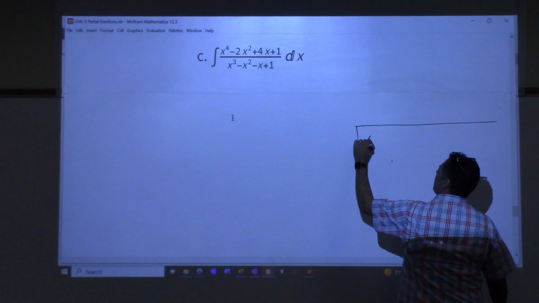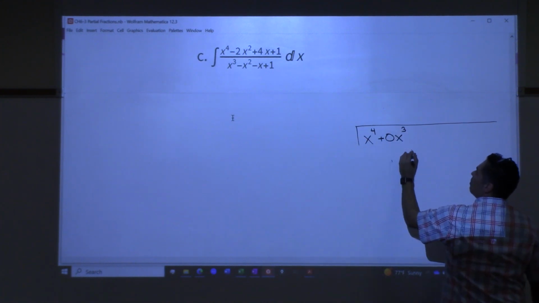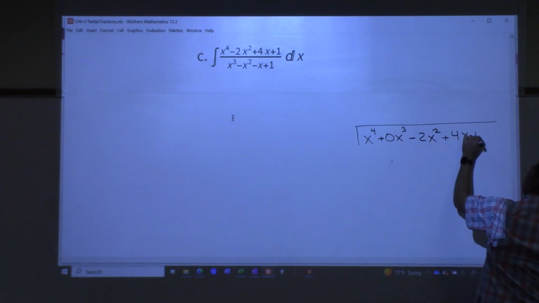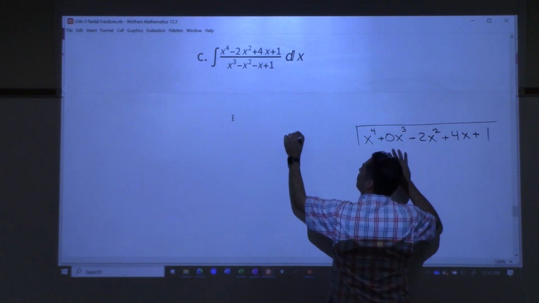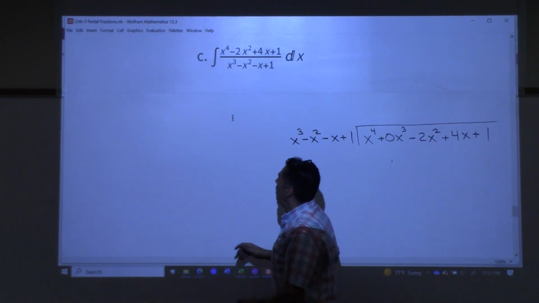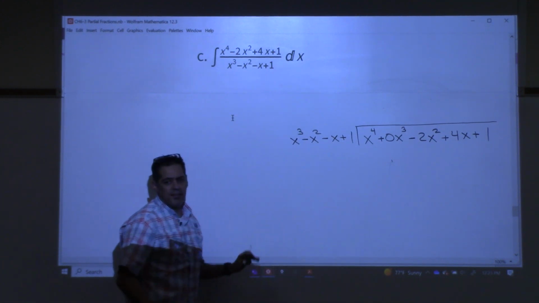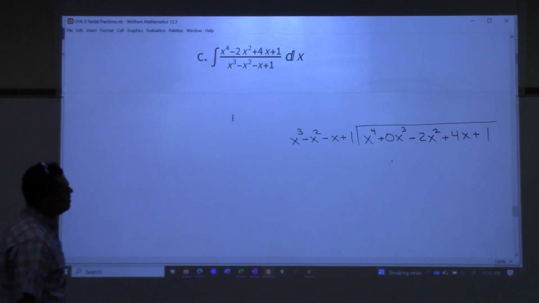All right, up top, I need an x to the 4th. I need a plus 0x cubed, because there's no x cubed term there. Then minus 2x squared, and then plus 4x plus 1. And then on the outside, x cubed minus x squared minus x plus 1. By the way, with your denominator, if anything's missing, you do not need zeros there. You only need the zeros for the numerator, because you have to create spaces for those positions in the long division process.